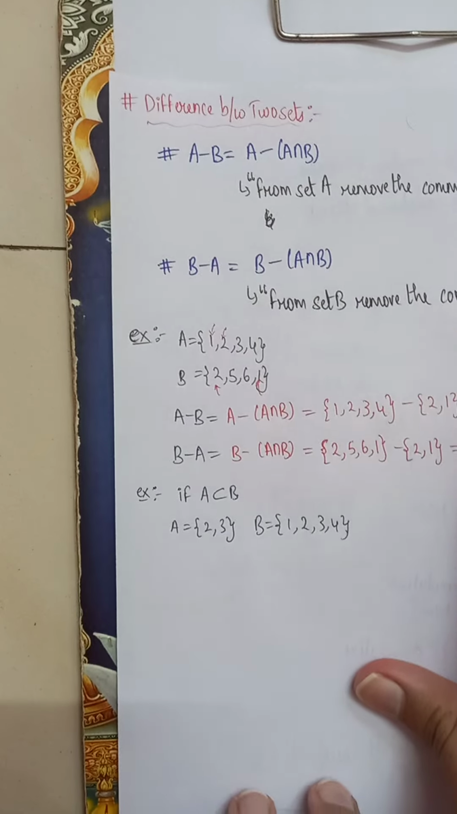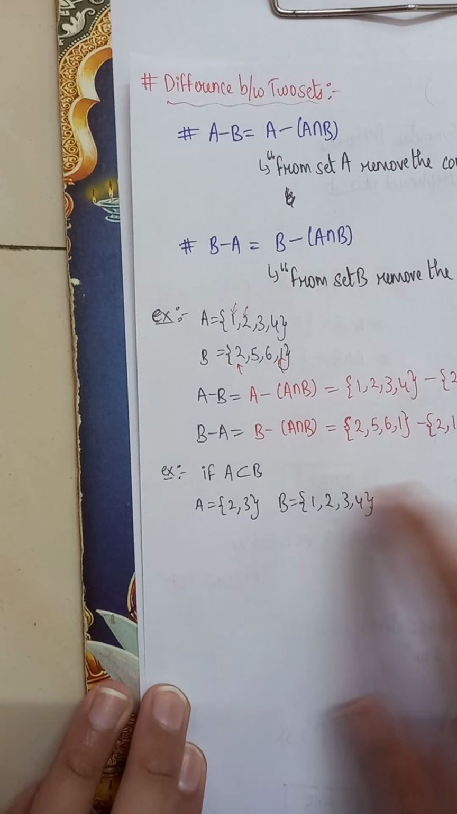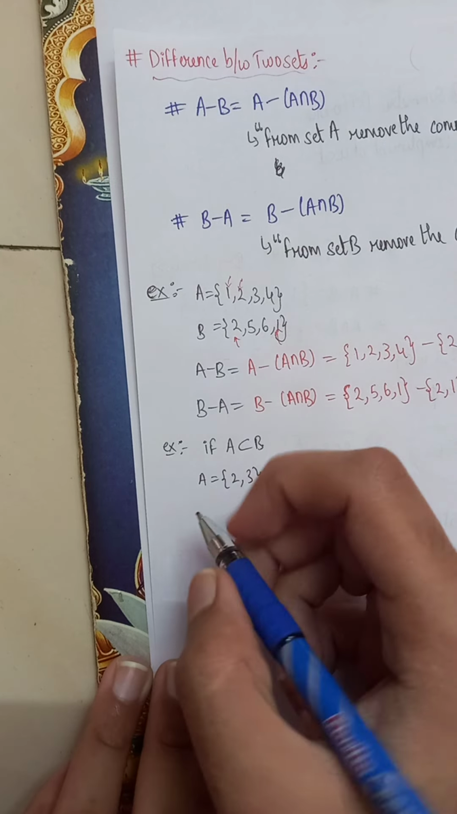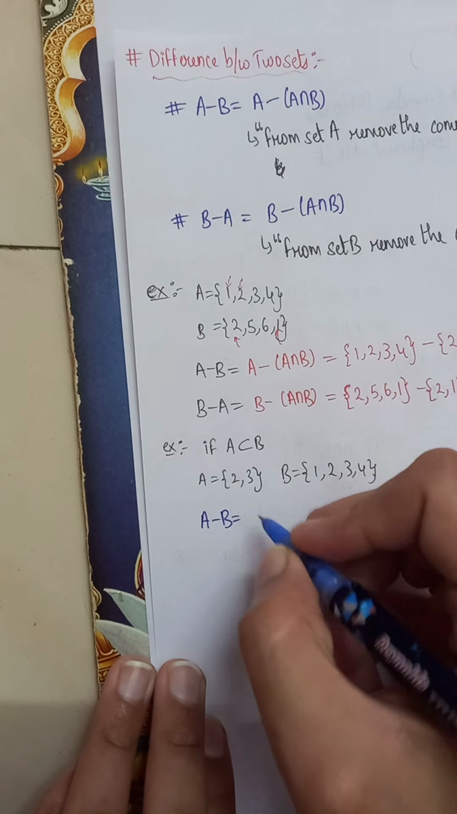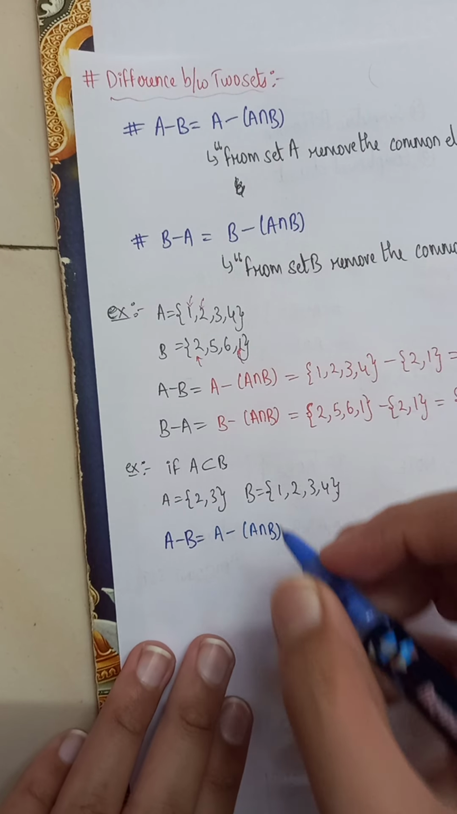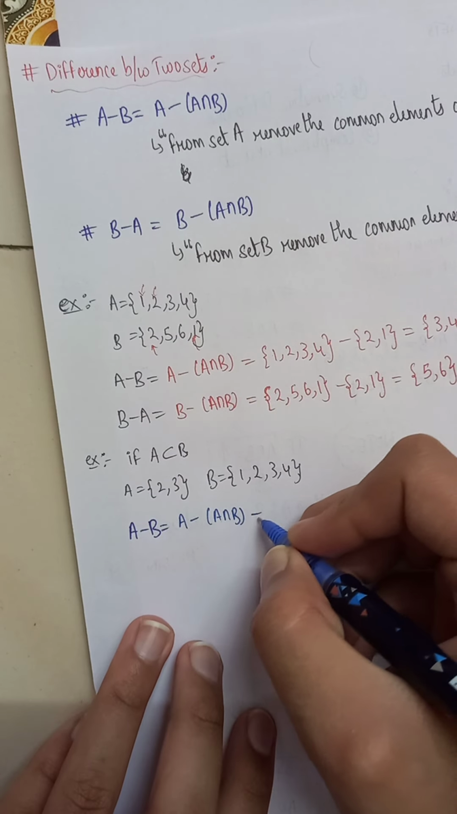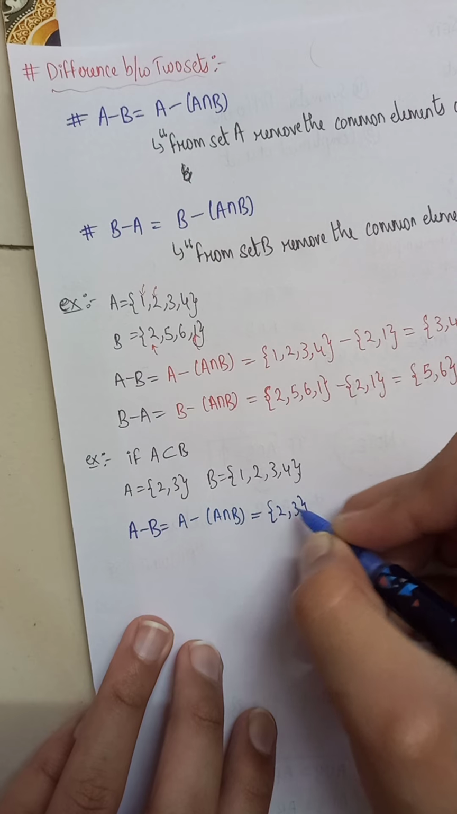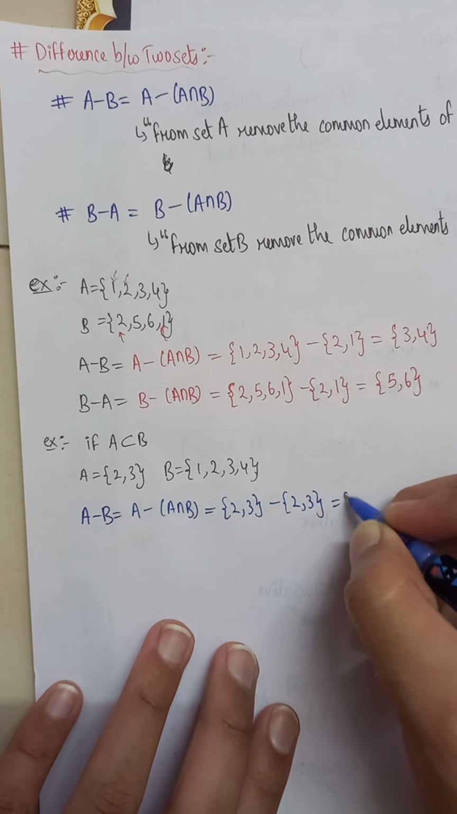Okay, moving on to the next example, that is if A is a subset of B, where A is 2, 3, and B is 1, 2, 3, 4. So if I do A minus B, you need to remove the common elements of A and B from A. So it's just like A minus A intersection B. So A minus A intersection B, 2, 3 is equal to 2, 3, and A intersection B is also 2, 3. So we get the answer as an empty set, which is ϕ.